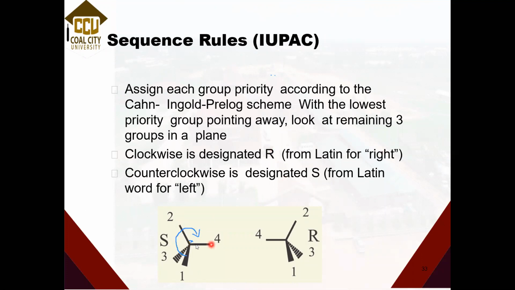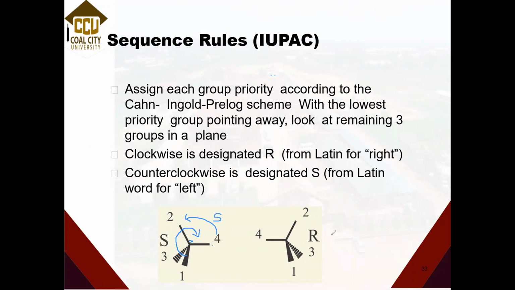But because my lowest priority is not on the hash wedge, is not pointing away, automatically what I do is that I reverse that order. The reason I'm reversing the order is because this 4 is not where it's supposed to be. So if I reverse the order, it is as though I am turning to the left, and I call that S. So the configuration for this one would be S. I know you might not get it too well that way.